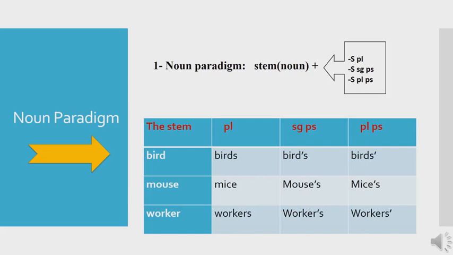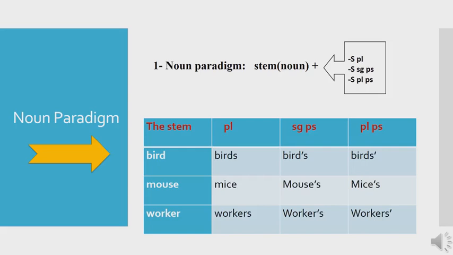For example, the noun bird. Bird is the stem. The plural form is birds. The singular possessive form is bird's, with the apostrophe before the S. And the plural possessive form is birds', with the apostrophe after the S. So these 4 words constitute the noun paradigm of the word bird, which is a noun.